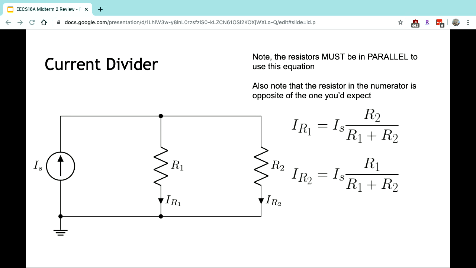Okay. So we talked about a voltage divider. There's also a current divider. As you would guess, it's dividing the current. Here we have a current source, and then we have two resistors. Now, instead of in series, they're in parallel with the current source. So the current through any one of the resistors is the current source times the opposite resistor over the sum of the two resistors. Okay? So note that it's opposite.